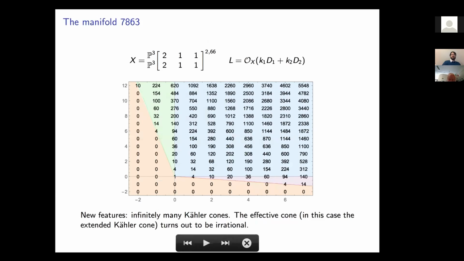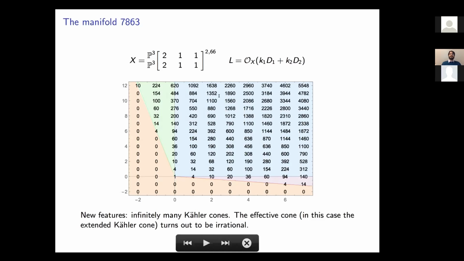The third and last example, 7863, is yet different in yet another way. So you have the Kähler cone of the manifold, and then to the left and to the right, you have two cones. These correspond to flopped manifolds, which are again isomorphic to X. So you have a Z2 symmetry relating the green cone to the blue cone, and then you have another Z2 symmetry relating the pink cone to the blue cone.